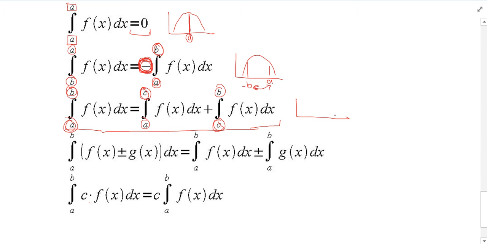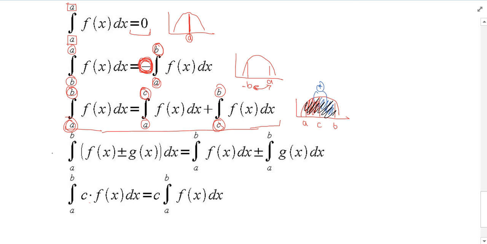So for example, if we have a graph here, and we have interval a to interval b, and then we add another point in between it, call it c. We can calculate the area of here first, and then we can calculate the area here, and then add these two together. It will be the same as calculating the entire area together.